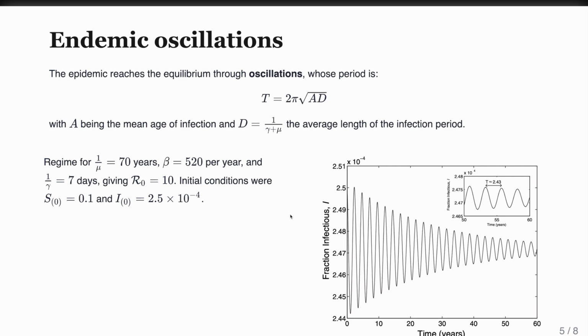For example, these parameters here are again much similar to measles in reality, and they predict a period between peaks of 2.43 years, which is more or less comparable to what is observed for measles. To calculate this period, there is a simple formula: 2 pi multiplied by the square root of the average age of infection, and d, which in this case is the average length of the infectious period, which considers both the natural infectious period of the disease plus the natural mortality.